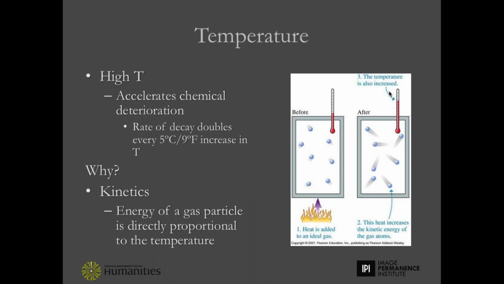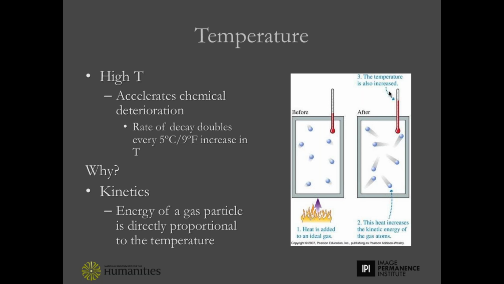So let's start with temperature. High temperatures lead to chemical decay, and that's because heat is a form of energy. In order for chemical reactions to proceed, they need energy to be pushed forward. The rate of decay doubles with every 9 degrees Fahrenheit increase in temperature.